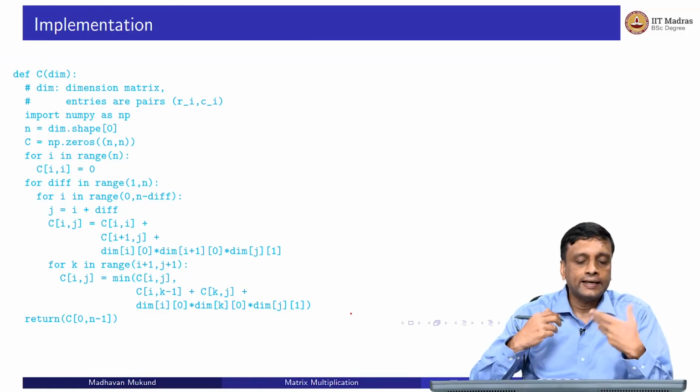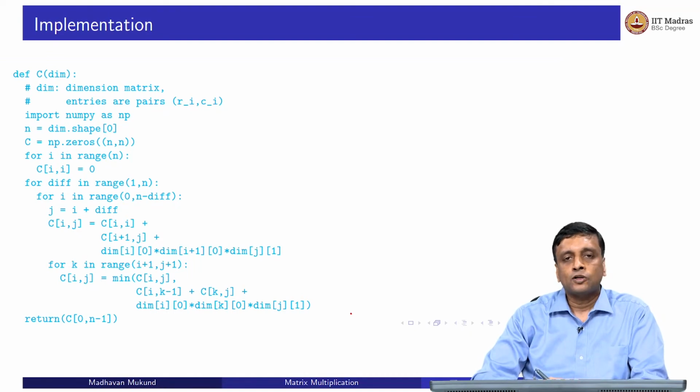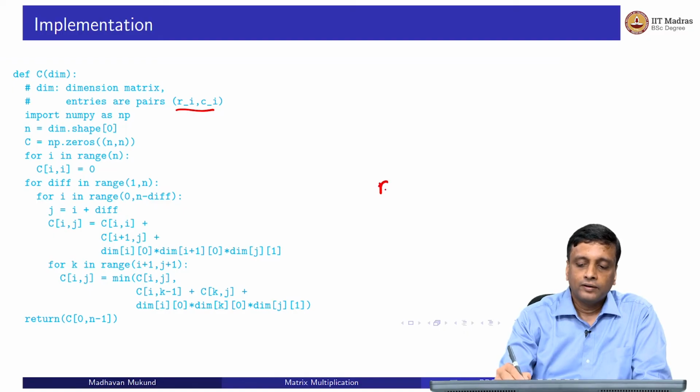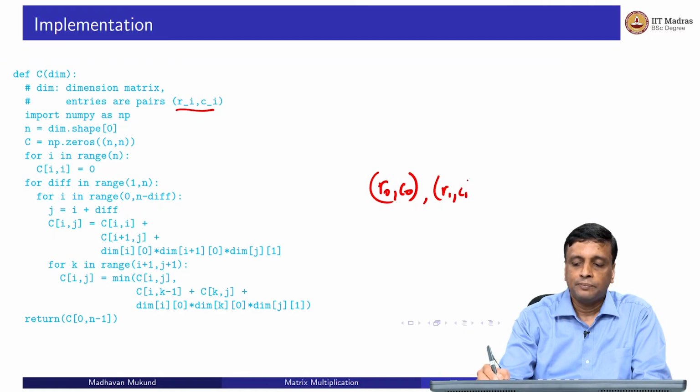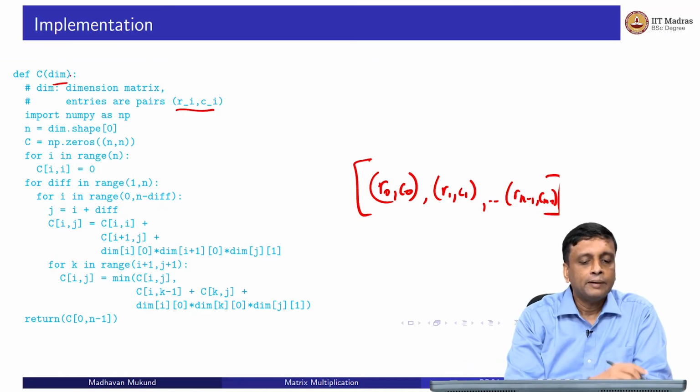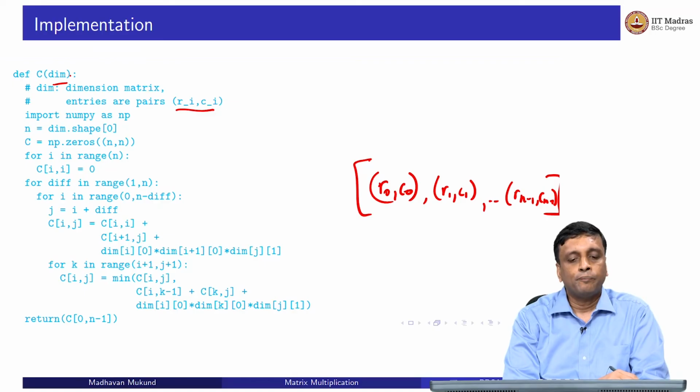So let's assume that I get as input a matrix of length n where each entry is of the form Ri, Ci, right? So I have R0, C0 and then R1, C1. So these are the dimensions of the n matrices up to Rn minus 1, Cn minus 1, right? So this is my input. I get a dimension matrix consisting of pairs of entries Ri, Ci.